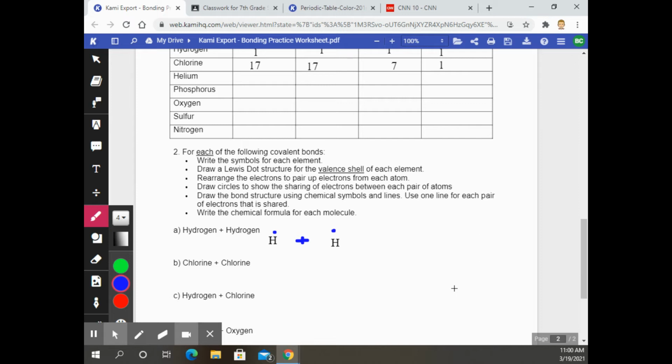So covalent bonds, it's sharing of electrons between two nonmetals. Sharing of electrons between 2 nonmetals, okay? So make sure you guys have that down. Sharing of electrons between 2 nonmetals.